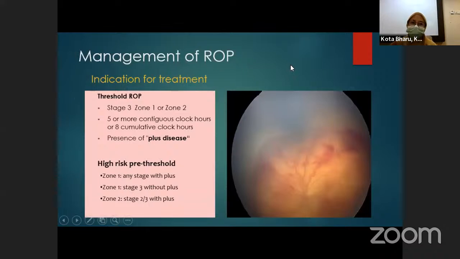So we go to management. The indication for treatment can be divided into two. At threshold ROP, when there is stage 3 in zone 1 or zone 2, the presence of 5 or more contiguous clock hours or 8 cumulative clock hours with the presence of plus. Or in the group of high risk pre-threshold: zone 1 at any stage with plus, zone 1 with stage 3 without plus, and zone 2 at stage 2 to 3 with plus.